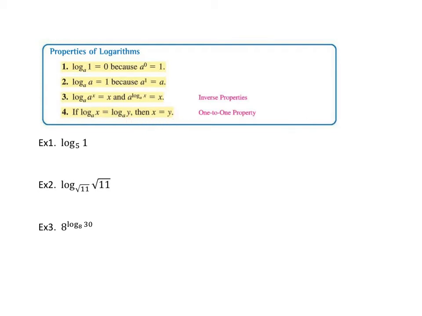So let's look at these examples. Log base 5 of 1. Anything, base anything of 1 is always going to equal 0. If the base and the number I'm looking at are the same, it's going to be 1. And this one's kind of going backwards off of this property, but if this base and this base are the same, I'm only left with 30.